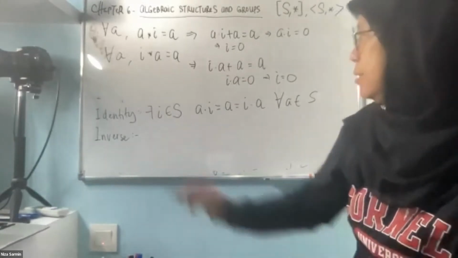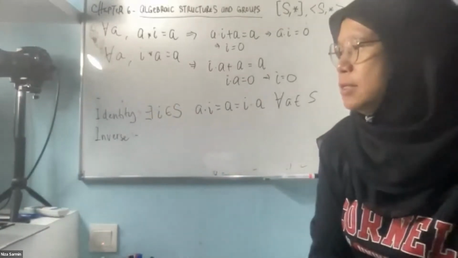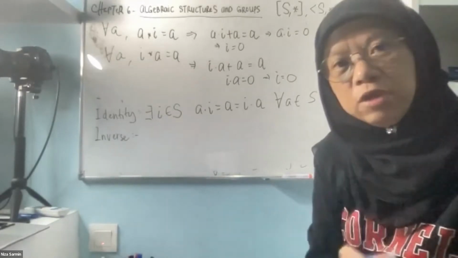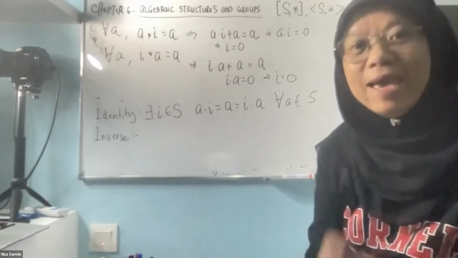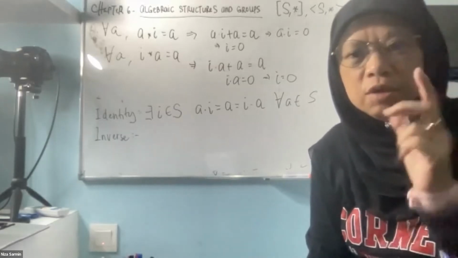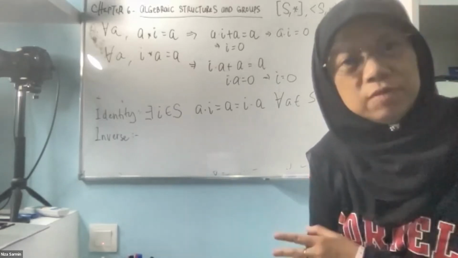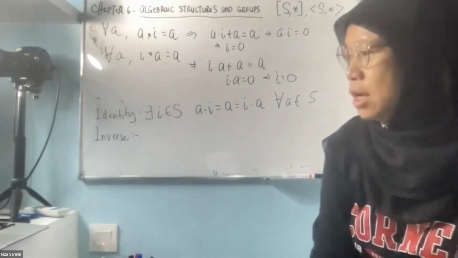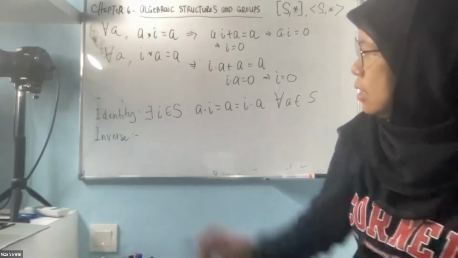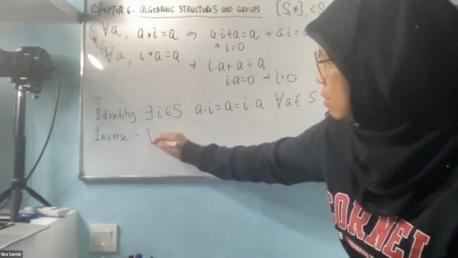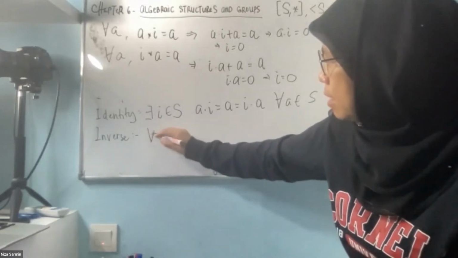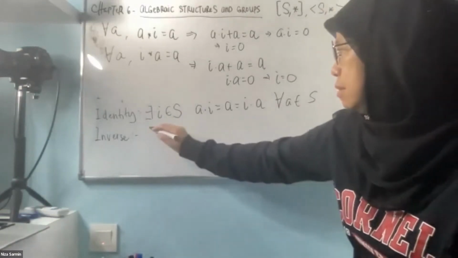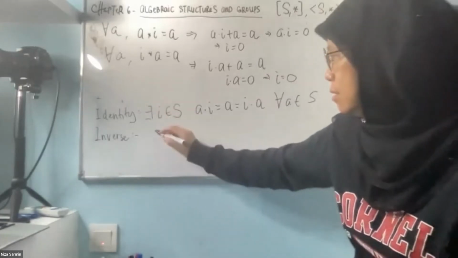Okay, so inverse. We say about inverse only if the identity exists. If there is no identity, there is no inverse. All right, so that is the first rule. Now, inverse means, if the inverse exists, okay.